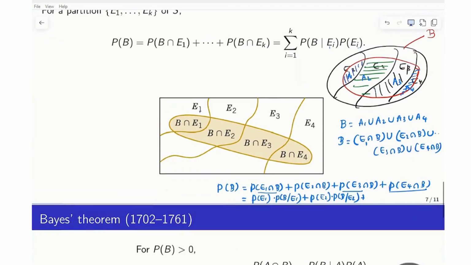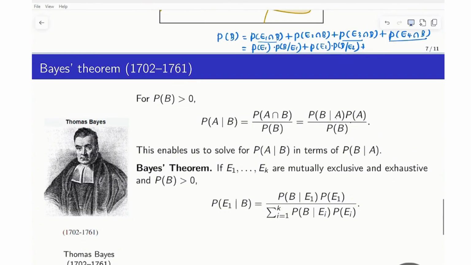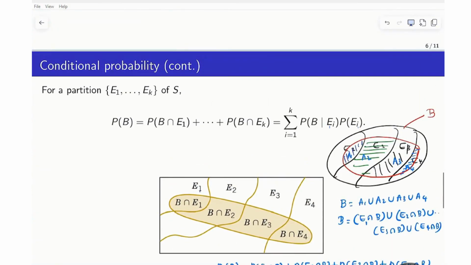This formula is used in order to derive the Bayes theorem. So if you want to find the probability of A given B, we can write, using the conditional probability, the probability of A intersect B divided by the probability of B. And this one, using again the multiplication rule, you can express this way. So in order to express the probability of B, we can use the total probability rule.